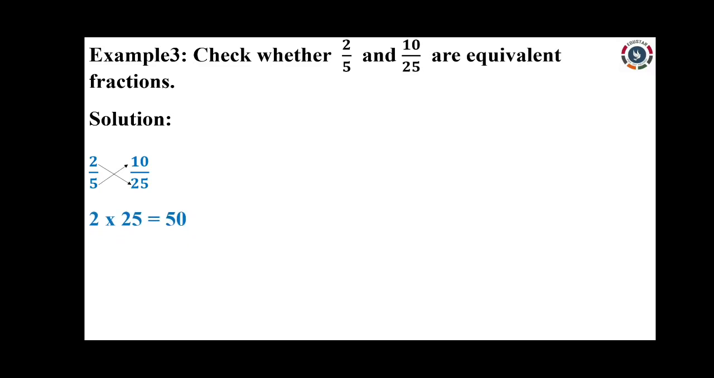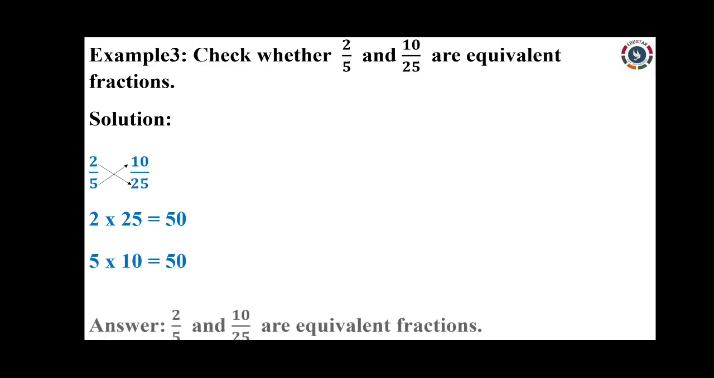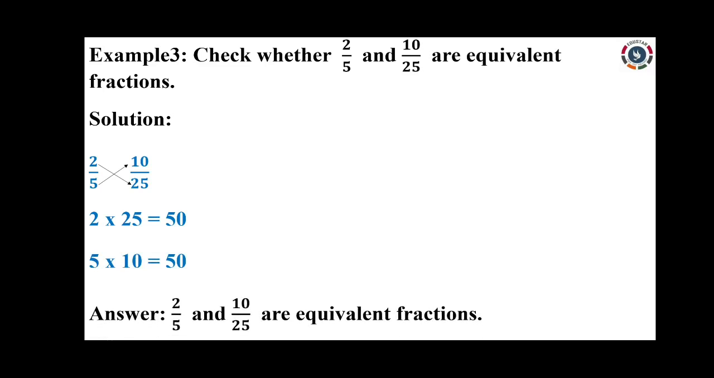So, 2 into 25, which is equal to 50. 5 into 10, which is equal to 50. We got the products are the same. When we cross multiply, if we get the products the same, then the given two fractions are equivalent fractions. So, here the fractions 2 by 5 and 10 by 25 are equivalent fractions. I hope, students, you have understood about equivalent fractions.